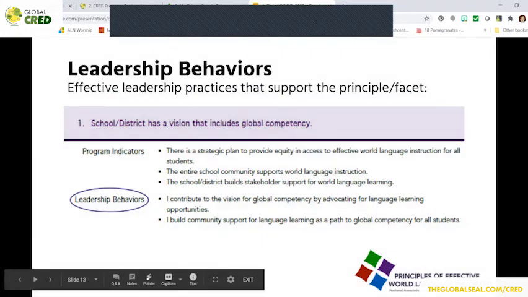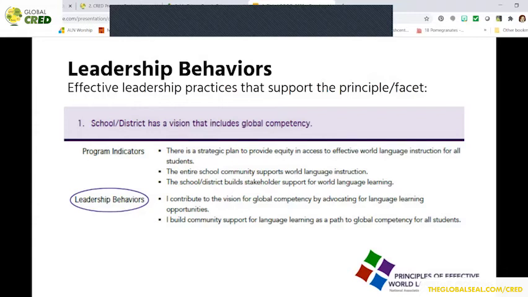And then what would those leadership behaviors be for somebody like me or any other leader in that school or district to help move towards that ideal? Well, I contribute to the vision for global competency by advocating for language learning opportunities. I build community support for language learning as a path to global competency for all students.